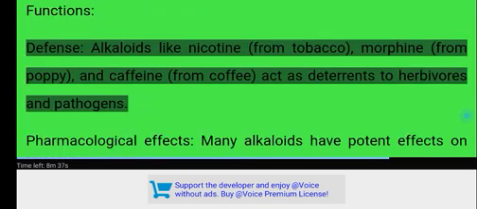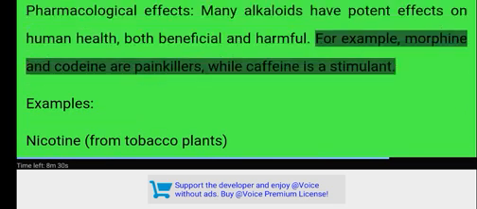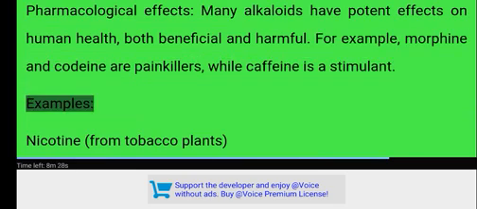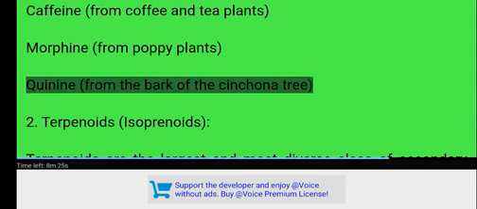Functions. Defense. Alkaloids like nicotine from tobacco, morphine from poppy, and caffeine from coffee act as deterrents to herbivores and pathogens. Pharmacological effects. Many alkaloids have potent effects on human health, both beneficial and harmful. For example, morphine and codeine are painkillers, while caffeine is a stimulant. Examples: nicotine from tobacco plants, caffeine from coffee and tea plants, morphine from poppy plants, quinine from the bark of the cinchona tree.